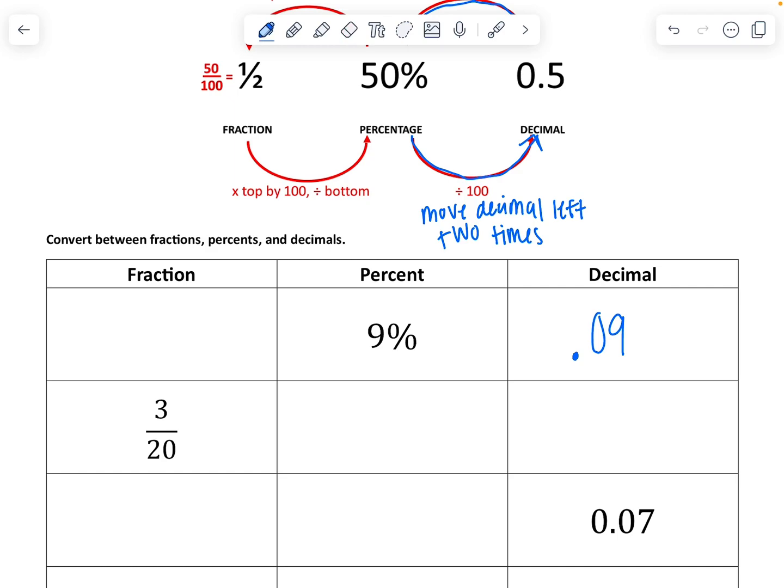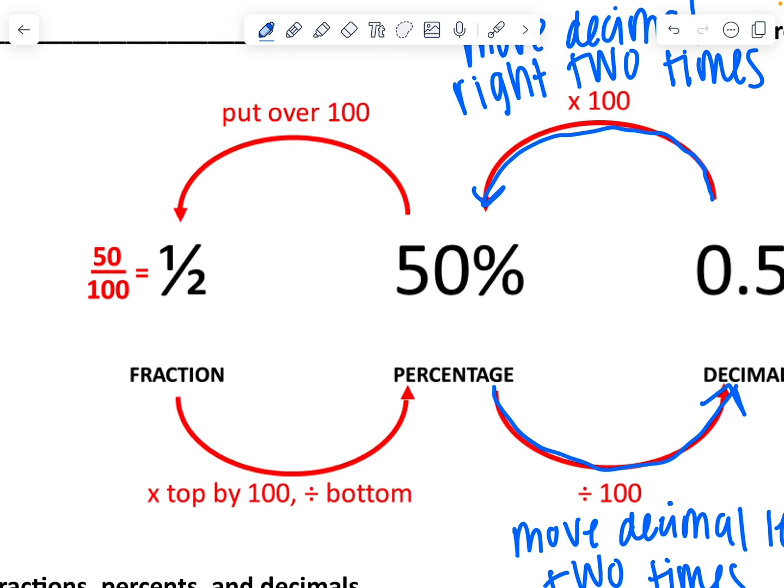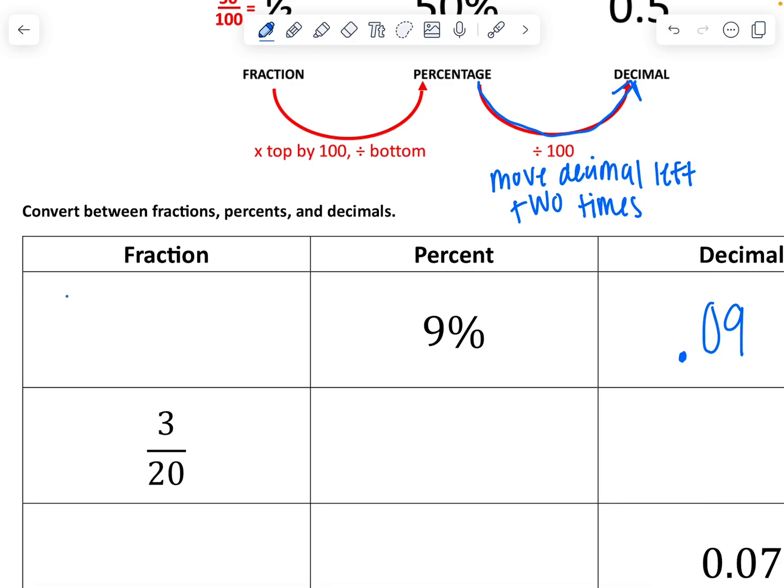So then to change a percent to a fraction, it says put it over 100. So that means our percent, if it's 9%, that's going to be 9 over 100, because a percent is always on top of 100. And then I have to decide if it can be simplified or not. So is there a common number that I can divide 9 and 100 by? No, there's not. So that means 9 over 100 is my final answer. So 9 over 100, 9%, and 0.09 are all the same thing. They equal the same thing.